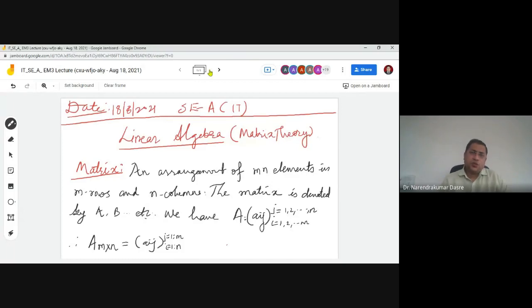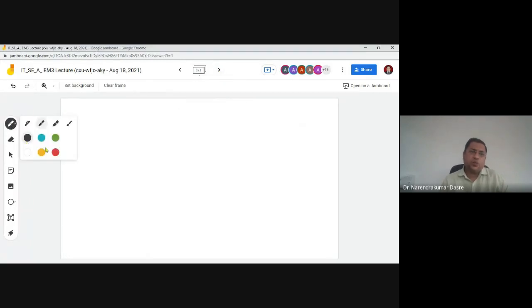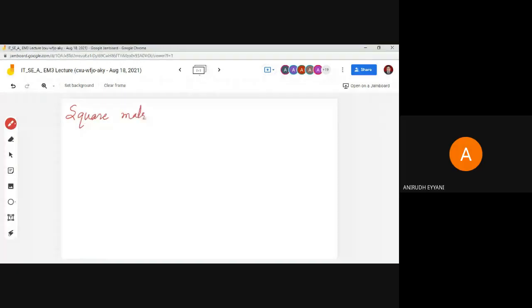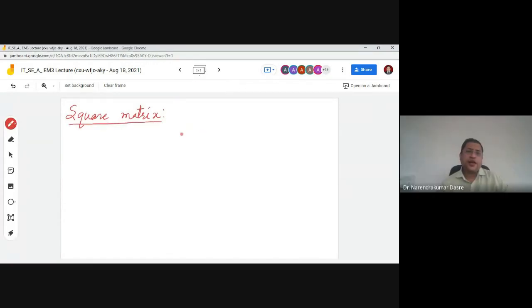Okay, so we will be restricting ourselves to a square matrix. Can any of you tell me what is a square matrix? Equal number of rows and columns. Absolutely correct. So this matrix has the equal number of rows and columns.